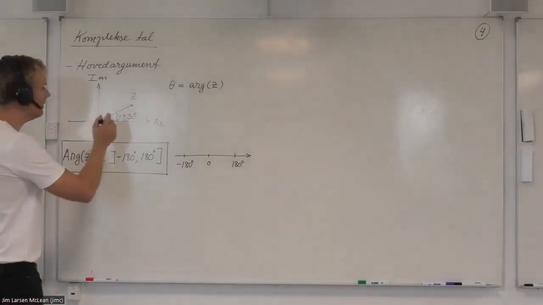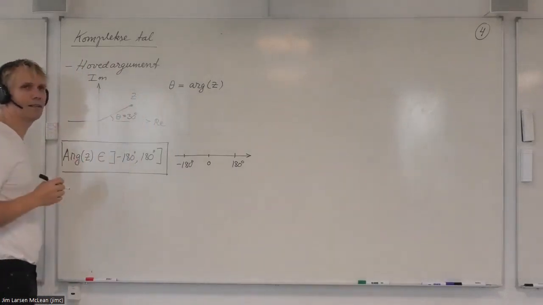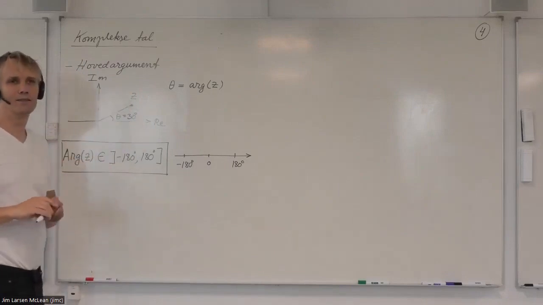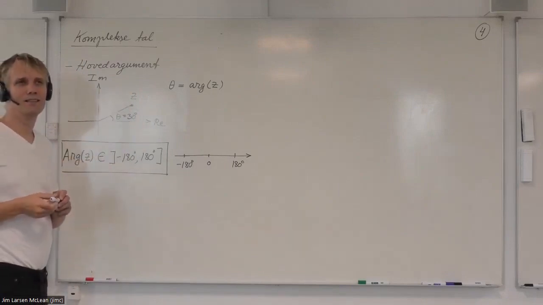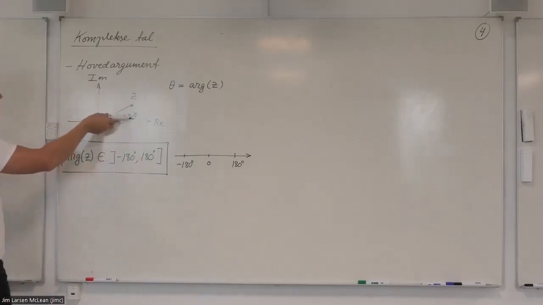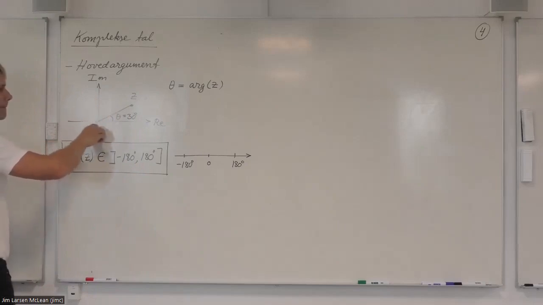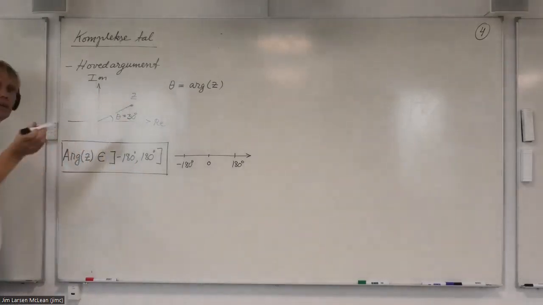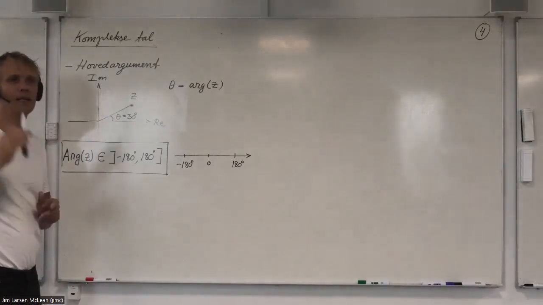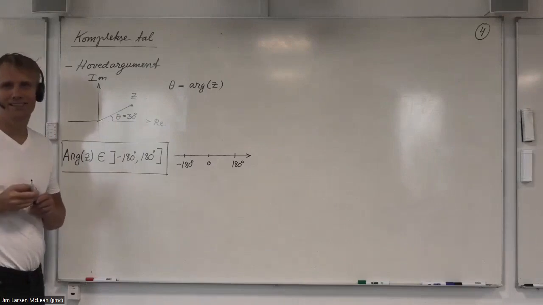Are there other angles than 30 degrees that point to that complex number? Yes, there are. 360 degrees plus 30 degrees. How much is that? It's 390 degrees. What does an angle of 390 degrees look like? It looks like this. Does it also point to the number? Yes, it does. Is it just as good an argument as 30? Yes, it is. But is it a principal argument? No, it is not. Are you following me on this?